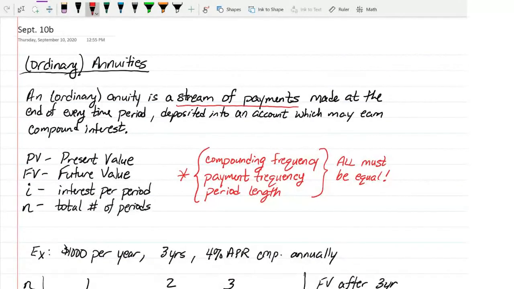But it's a stream of payments made at the end of every time period, right? That's important. The ordinary annuities make it at the end of the time period. So when I deposit money into the account, it won't have enough time to grow. I have to wait for an entire month before it actually starts growing, because you can think about this as me putting the money in the bank on the 31st. There's not enough time for it to grow. Deposit into an account which may earn compound interest.